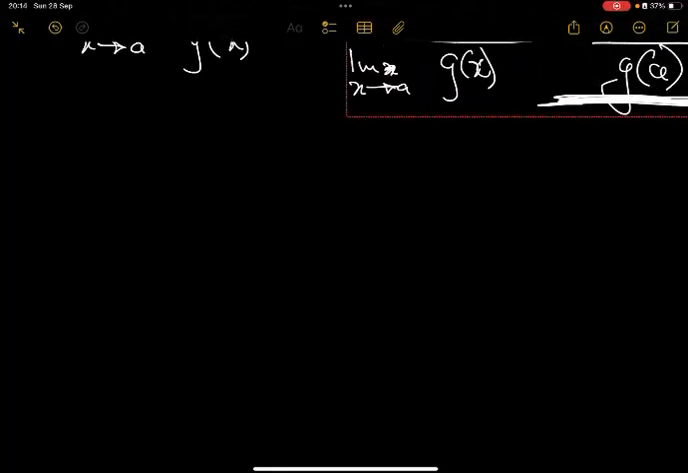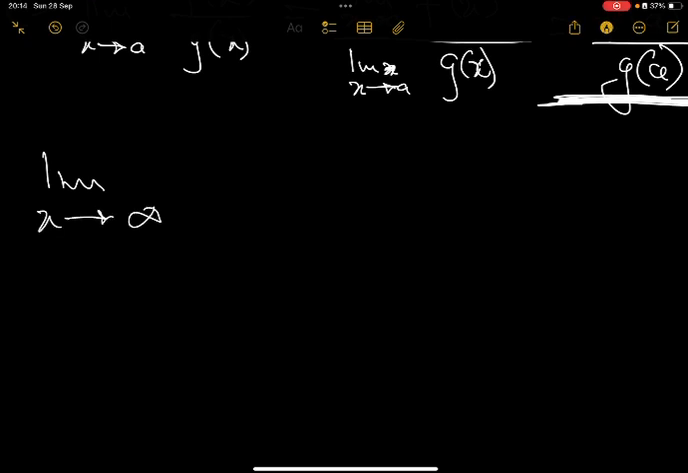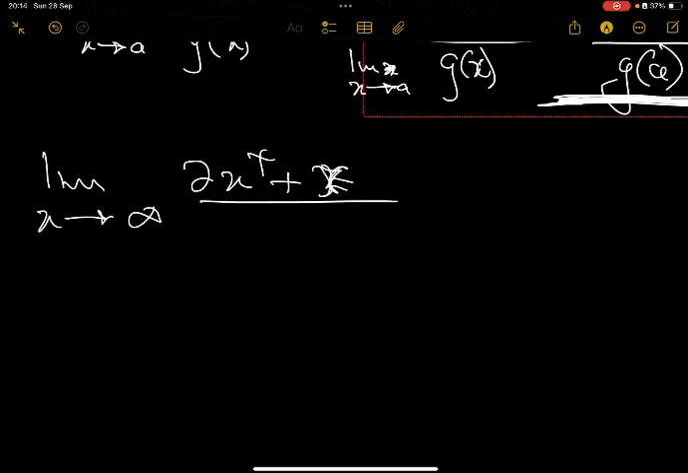So let's say, for example, we are given the limit as x approaches infinity of 2x to the 4 plus x over x cubed minus 1, something like this. We have said that you can check the variable with the highest power. So the variable with the highest power is x cubed here.